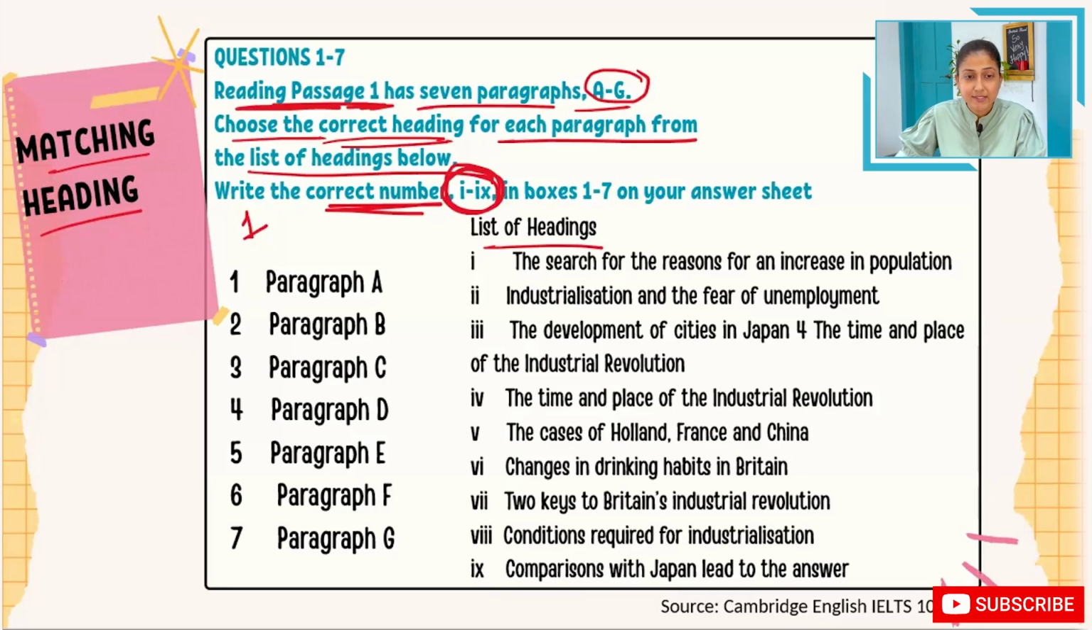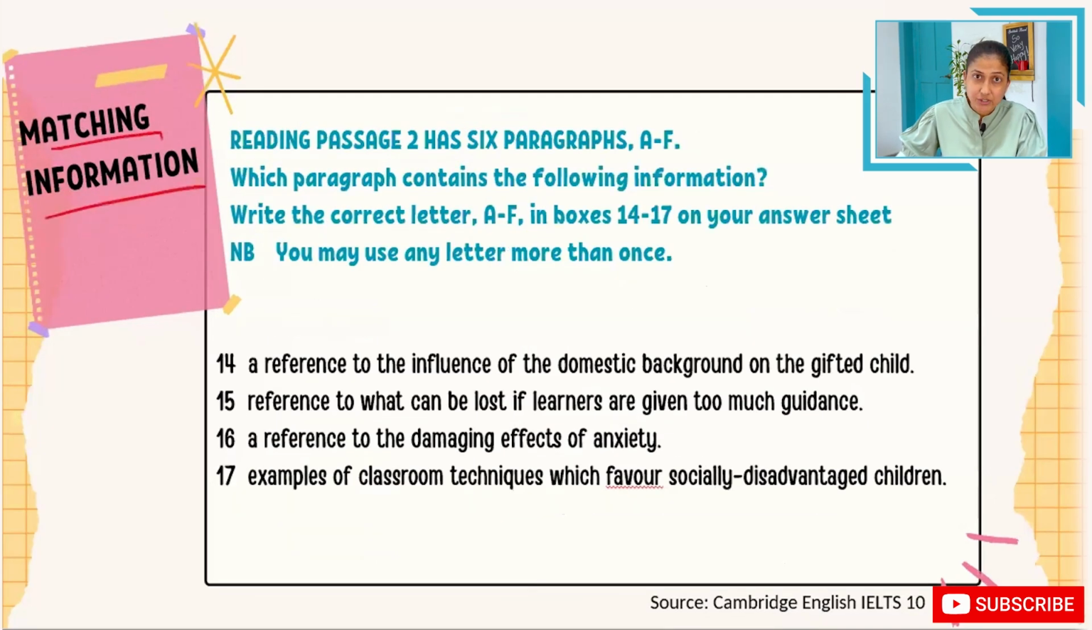Alright. Next, matching information. Now what does it mean? So there would be certain information given to you. These sentences you have to match and find in which paragraph of the given passage they are present. Look at this. It says, which paragraph contains the following information? So 1, 2, 3, 4. 4 sentences given. You have to read each sentence, you have to read each paragraph, and you have to find which paragraph contains which information.